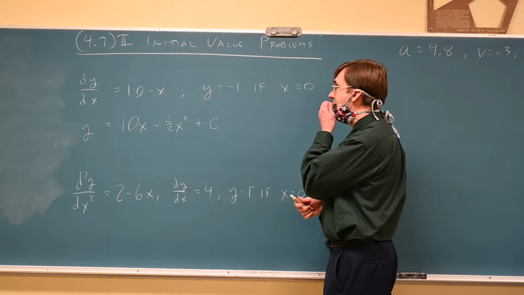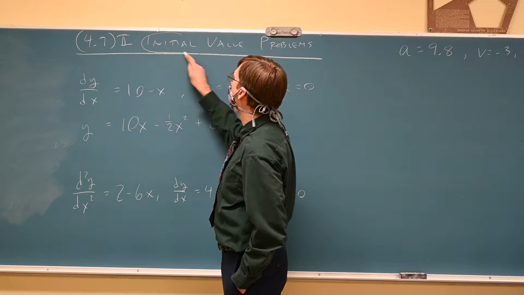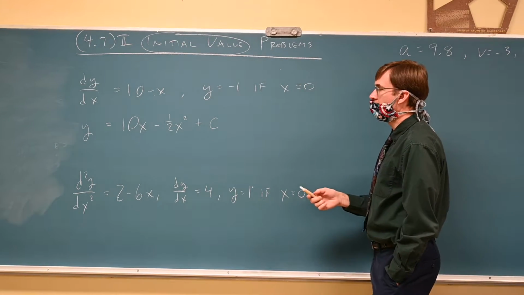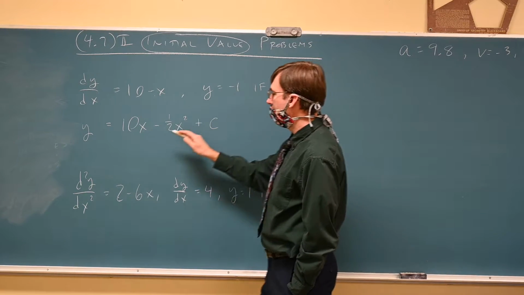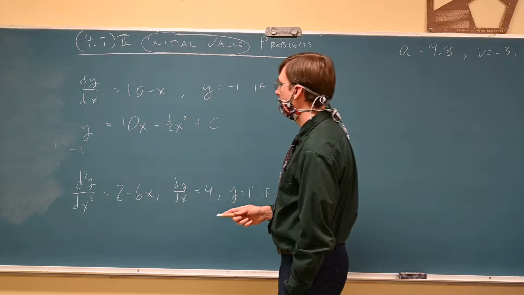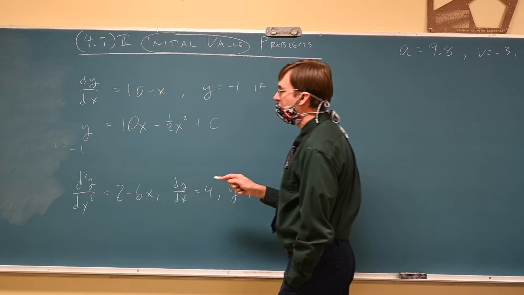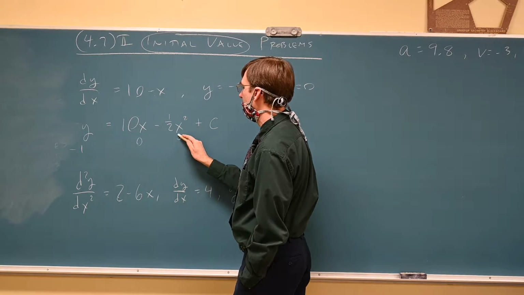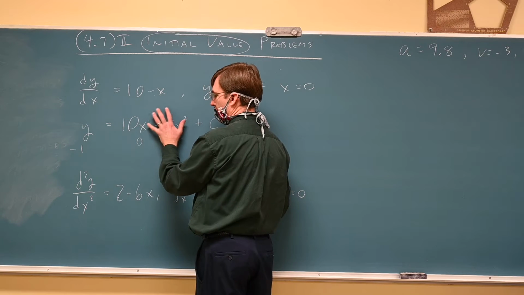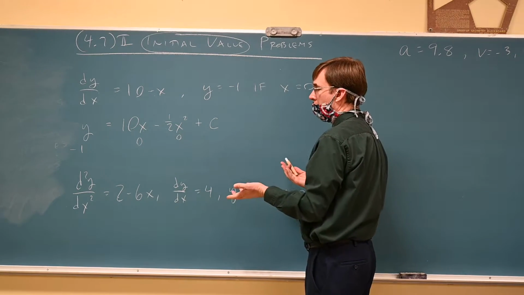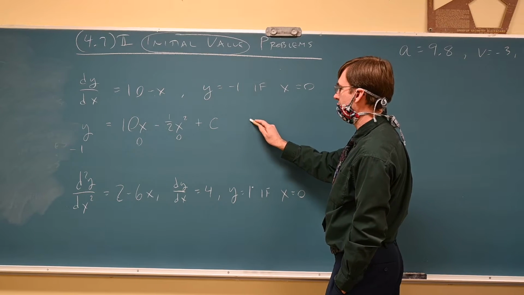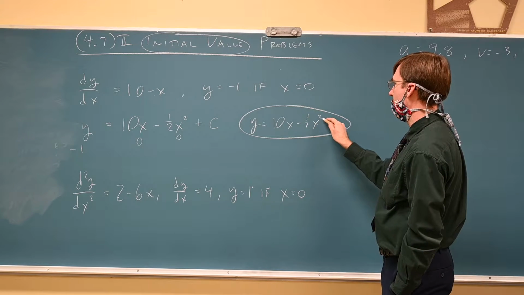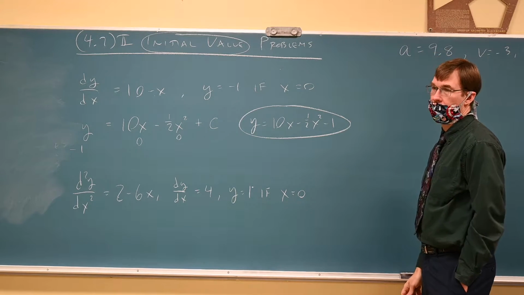Okay. So what they do today is give us some initial information. They're going to give us some starter numbers that let us figure out the c. They're going to say, oh, by the way, the y is -1, plug it in, if the x is 0. And 0 will be your favorite number that they'll give you. Because if they give you zeros to plug in, it just wipes all this out, and the c is revealed to be -1. So our best answer is y equals 10x minus half x squared minus 1. That's our best answer.